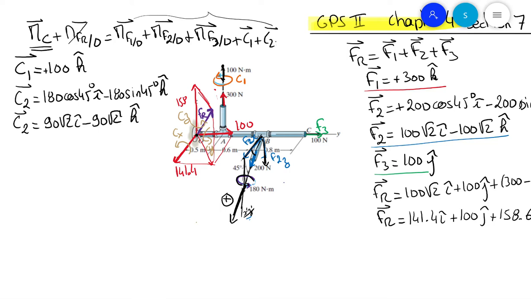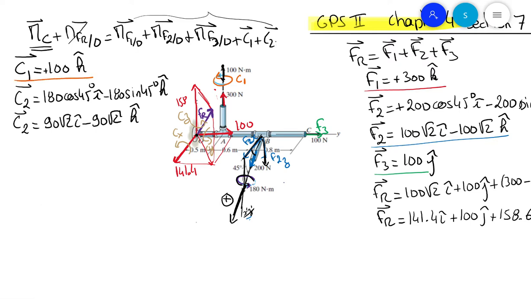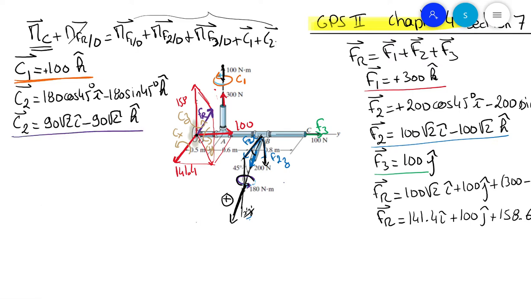That's for C1, so we found C1. C1 is my orange couple, and this one, which I drew originally in purple, is my C2 couple. Okay, now the couple of each force. So F1, in 3D, let's use vector analysis. The moment of F1 about O is equal to R_O to F1, which is the red one.